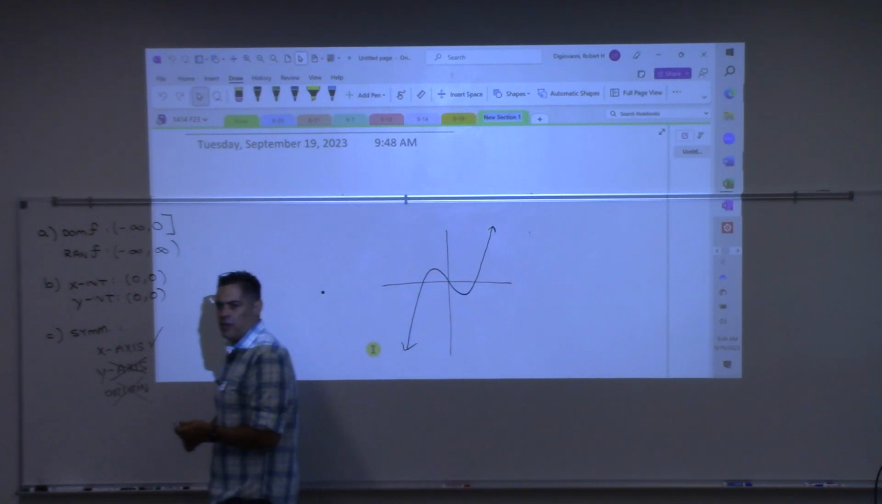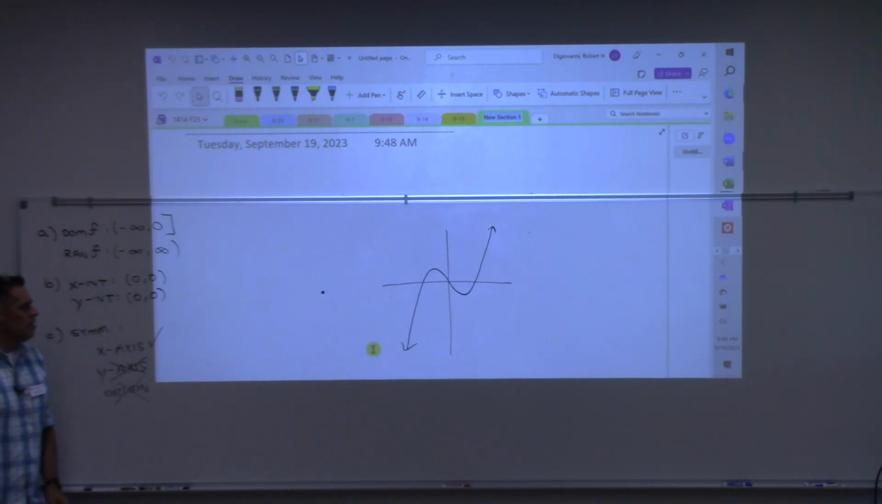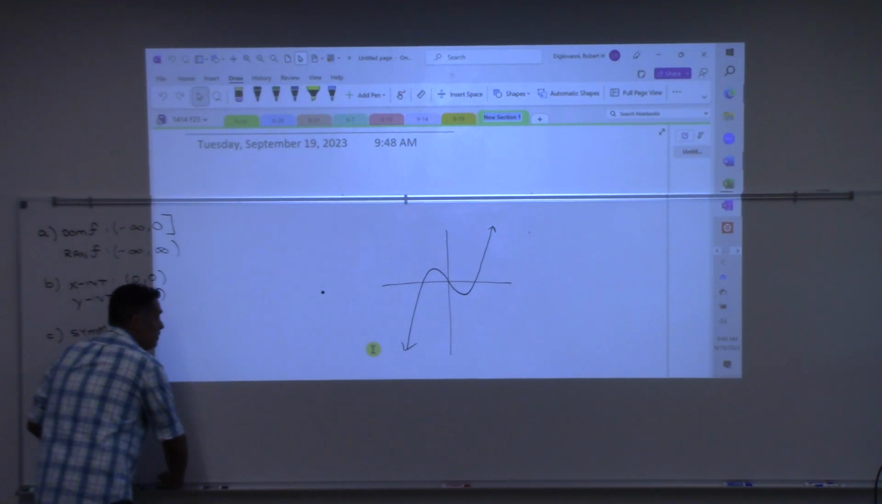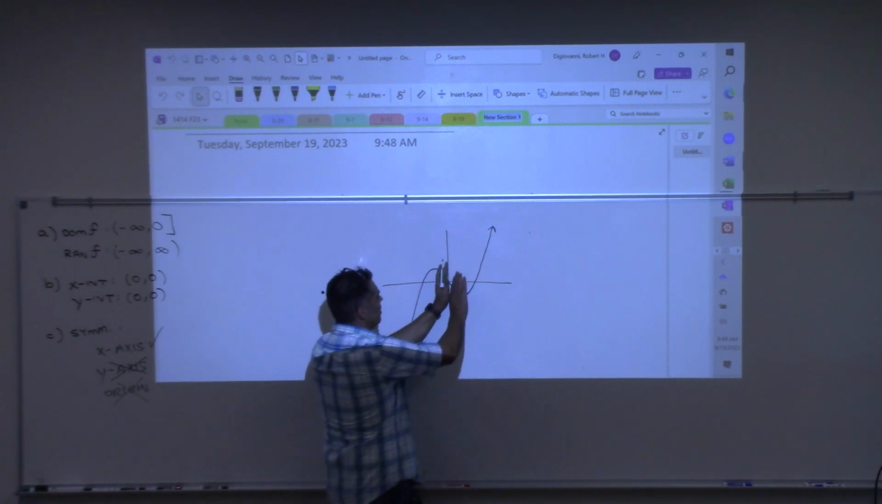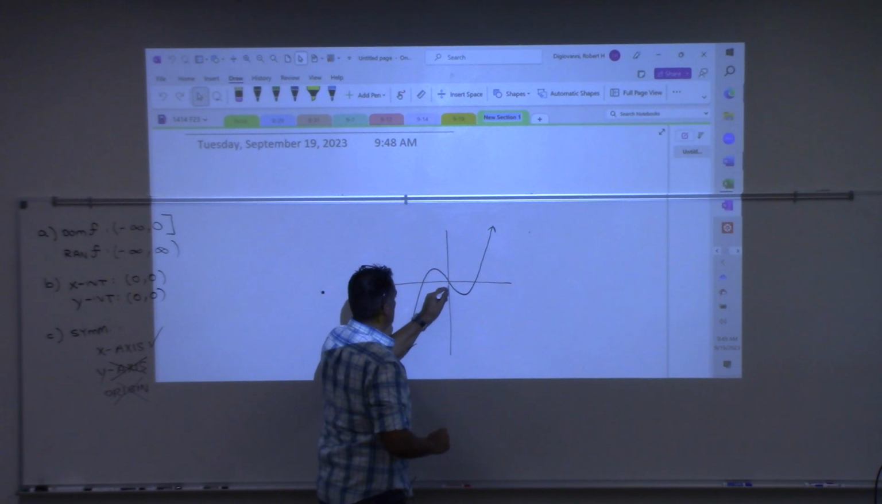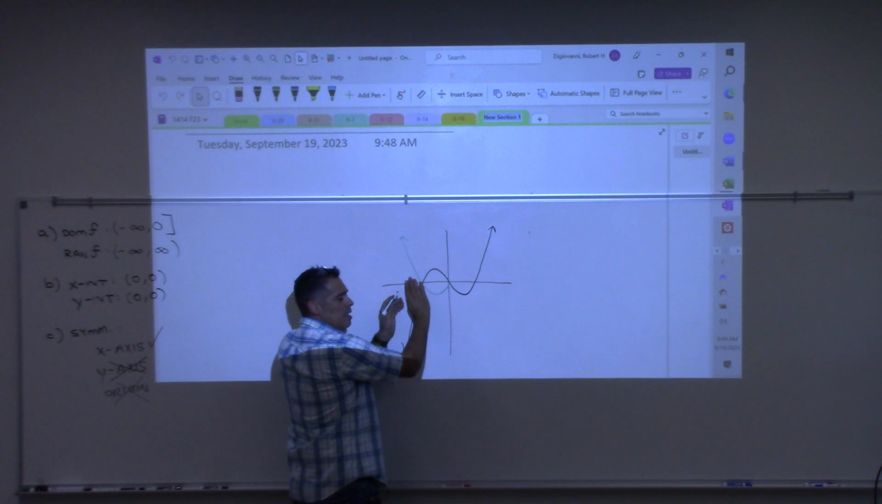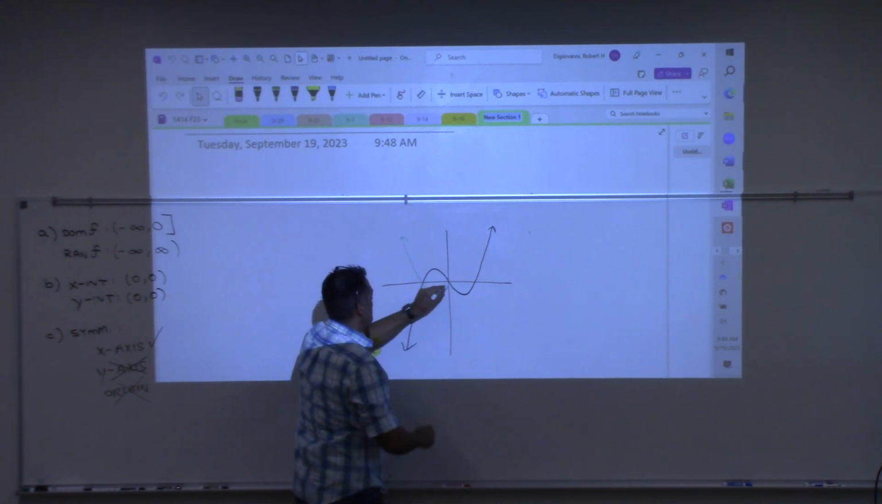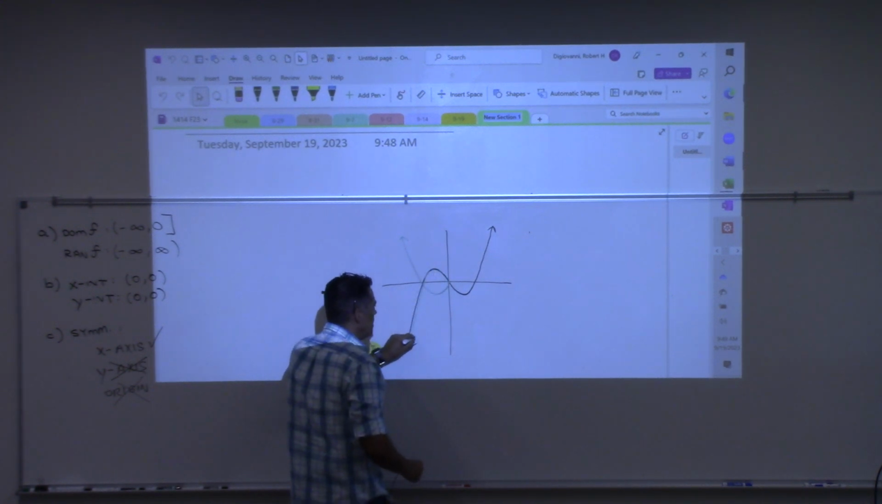That has symmetry over the origin. Can you convince yourself that it does? I'll try and help you convince yourself. First, I'm only going to look at this part. If I reflect that over the x, I get this. Do you all see that's reflected over the x? Now reflect that over the y, and do you see that if you do that, it'll land right on top of itself?